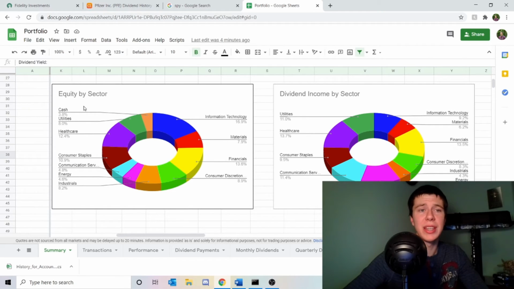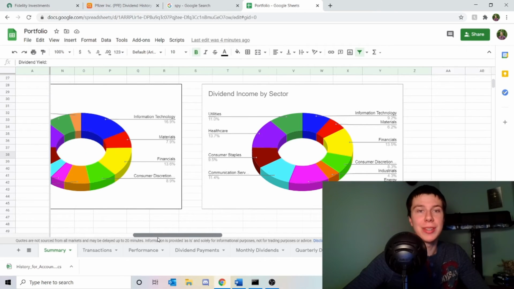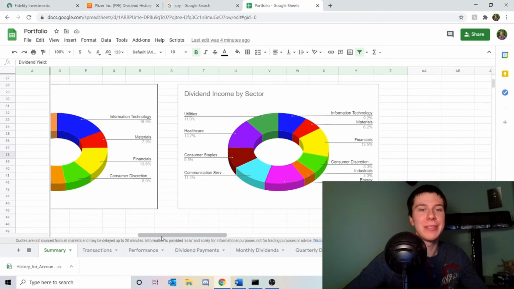So this is just my allocation by sector here. So it's still pretty much the same. My cash is a bit lower now. It's 3.8%. But I don't know, that's just how I keep it, and maybe that's wrong, but that's what I do. So as you can see, these I like because the dividend income by sector is a lot more distributed evenly, I think, than my allocation.